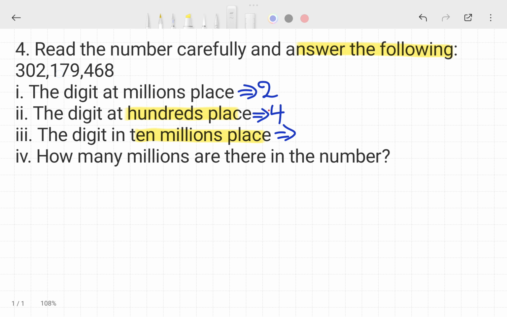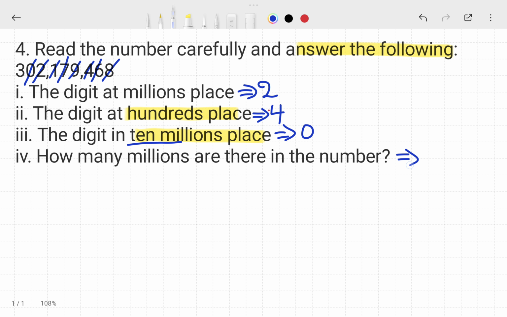Sorry, I will count it again. Count: ones, tens, 100, 1000, 10,000, 100,000. It is telling 10 million, so this is million, and this is 10 million. In the 10 million place, which number is there? 0 is in the 10 million place, over.